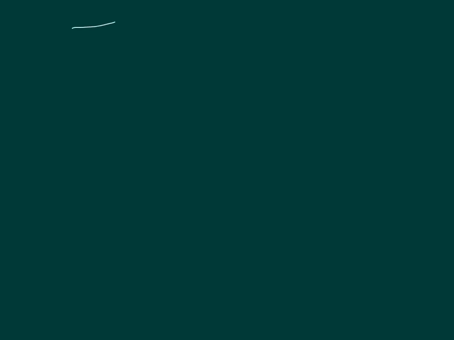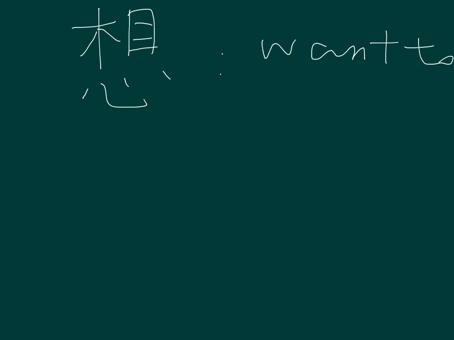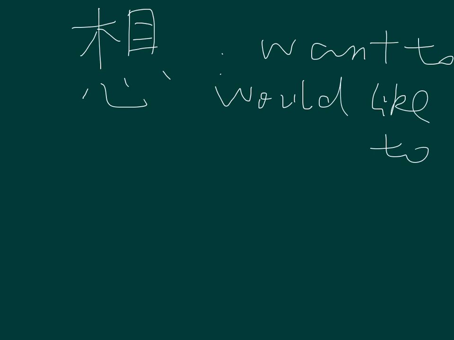Finally, we have a very important word 想, which has 2 meanings, want to or would like to. So, I want to eat chocolate. 我想吃巧克力. Or I would like to eat pizza. 我想吃比萨饼. Those are all the summary for Chapter 5, Food and Drink.